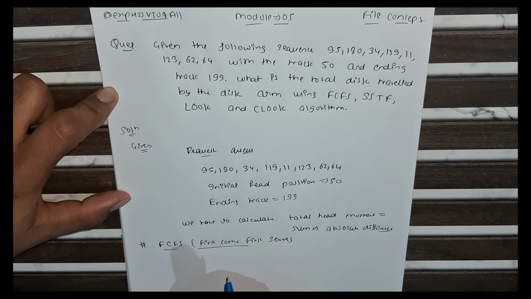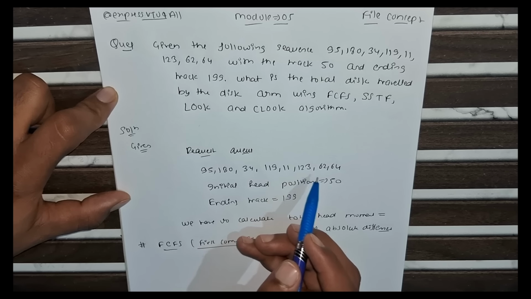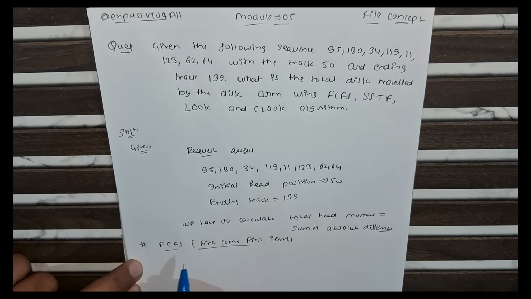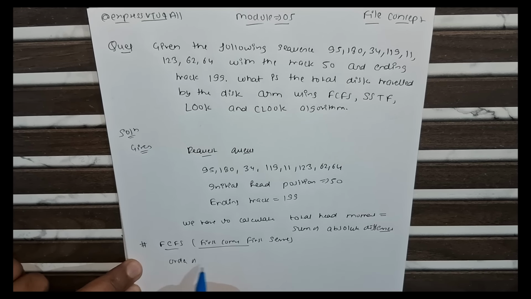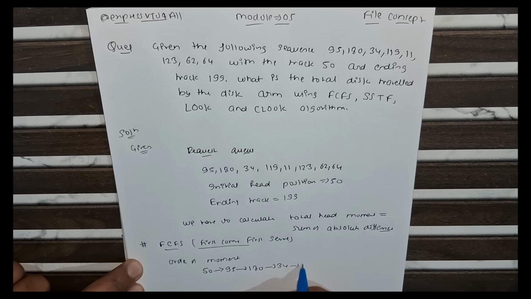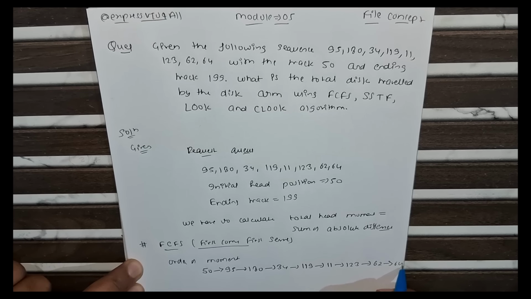In this case, the head moves in the given order only. What is the order which is given here? It means 95, 180, 34, 119, 11, 123, 62 and 64. So what is the order of movement? 50, this is our initial, to 95, 95 to 180, 180 to 34, 34 to 119, 119 to 11, 11 to 123, 123 to 62, 62 to 64.